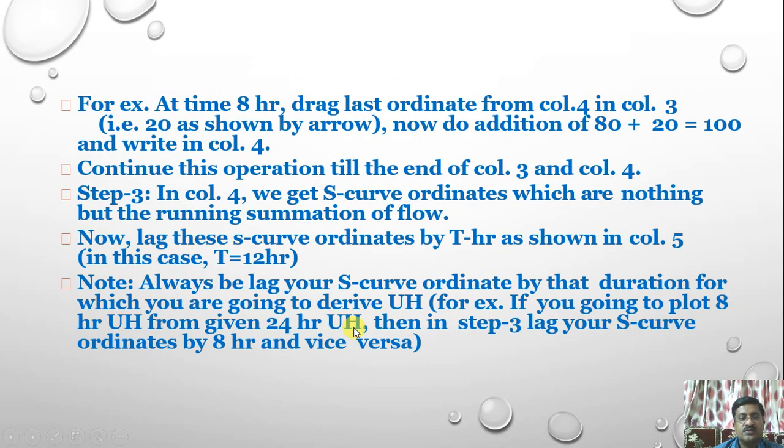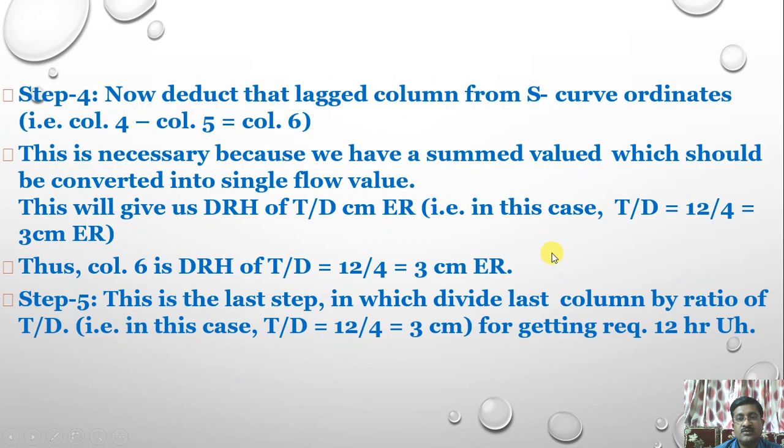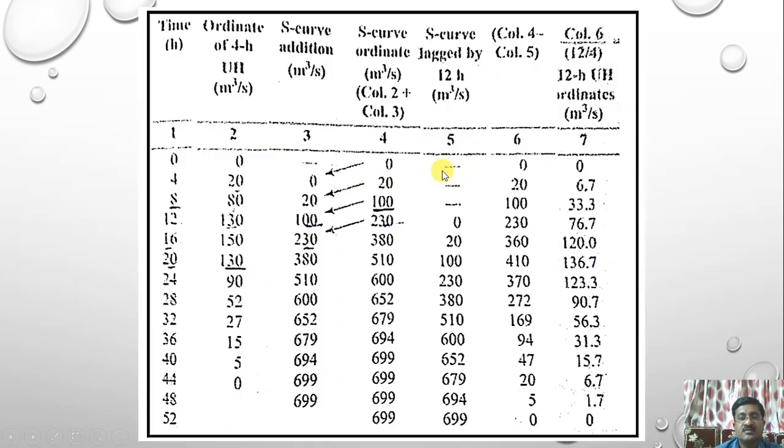It is not necessary to read all the steps, but for your understanding I will read them all. Initially mark dash in the first rows up to the preceding interval of capital D hours of the third column. In this case D is equal to 4 hours, thus mark dash up to t = 0 only. You can see it is mentioned here also, and this dash also. So please remember.